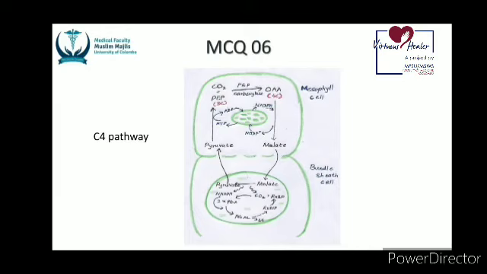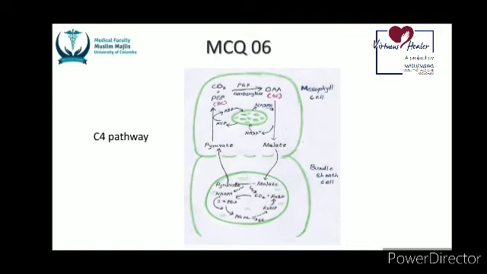And the first carbon dioxide fixation occurs in the mesophyll cell. Here, the main carbon dioxide acceptor will be phosphoenol pyruvate, or PEP, which is a 3-carbon compound. So carbon dioxide is accepted by phosphoenol pyruvate, and this is going to produce a 4-carbon compound called oxaloacetic acid. And this conversion is catalyzed by the enzyme PEP carboxylase.